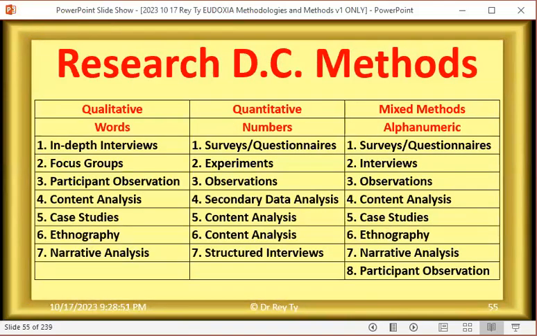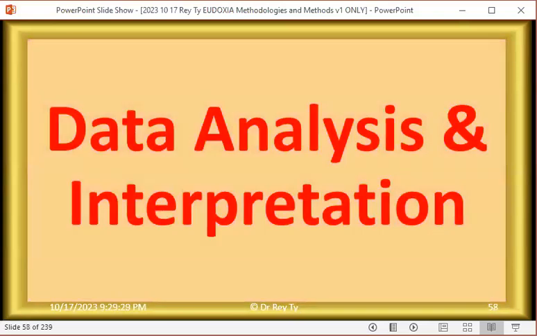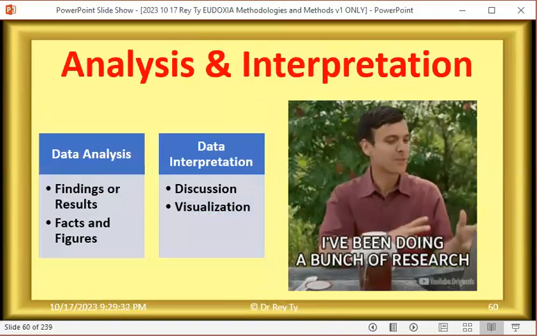And data collection methods. Here are the major research methods, sometimes called data collection methods, sometimes called data gathering methods. Interviews, focus group, participant observation, content analysis, case study, ethnography, narrative analysis. And some also can take place in quantitative, like interview, but you have structured questions for quantitative and semi-structured or unstructured for qualitative research. And mixed method, you combine the 2.